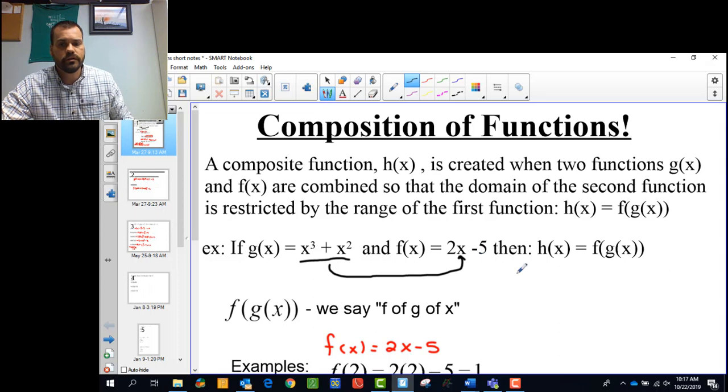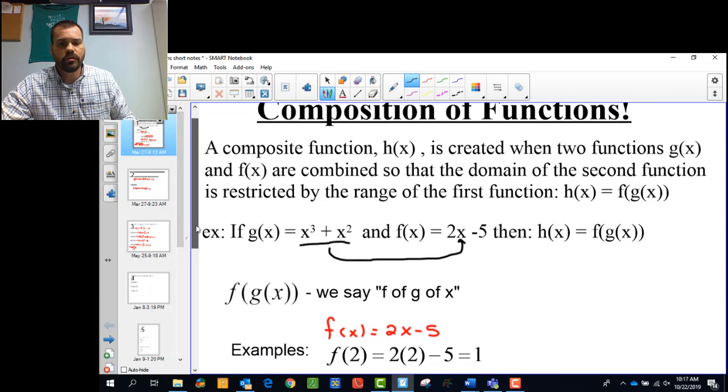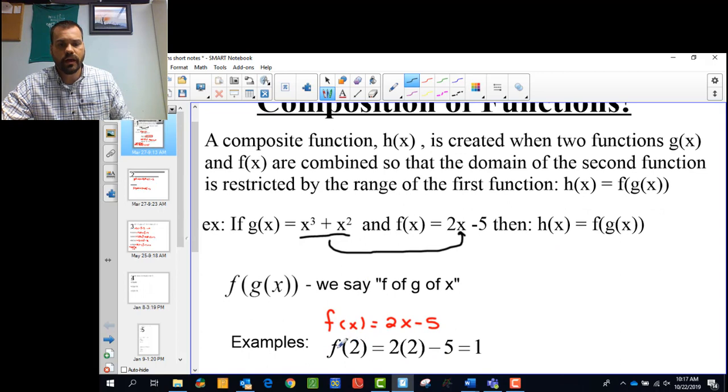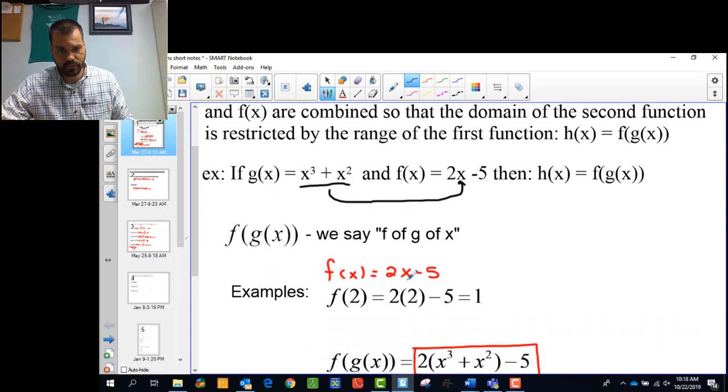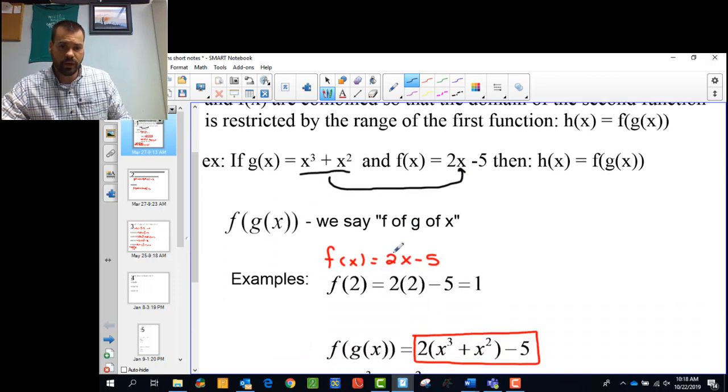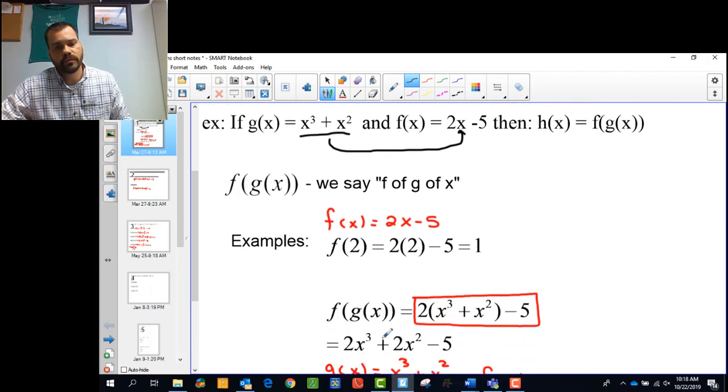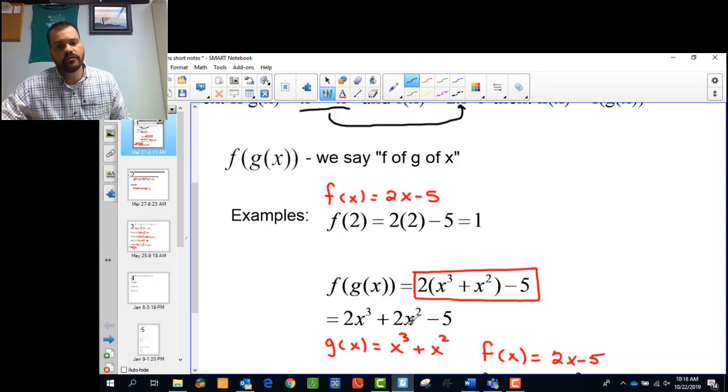It's similar to the notation you're probably used to, f of 2. What do you do with that 2? You put it in for x, so you get 2 times 2 minus 5 equals 1. It's the same idea, except instead of replacing x with a number, we're replacing it with a function. So we take our x here and write in 2 times x cubed plus x squared, replacing the x with x cubed plus x squared, and then you can simplify. So 2x cubed plus 2x squared minus 5. And that is f of g of x.